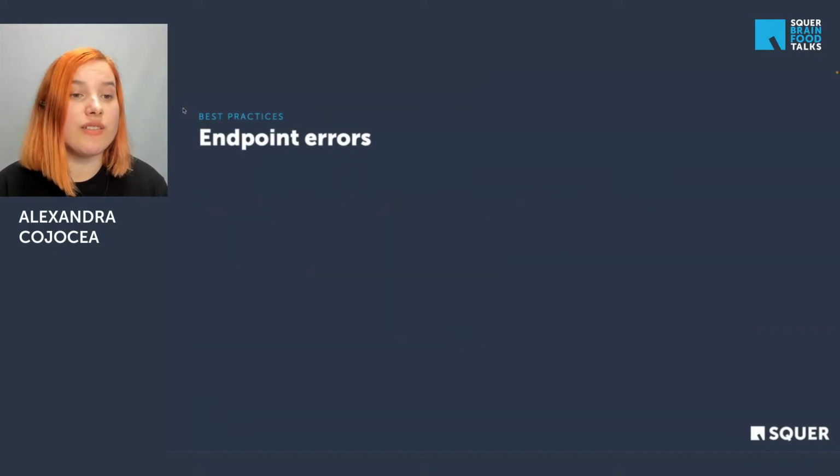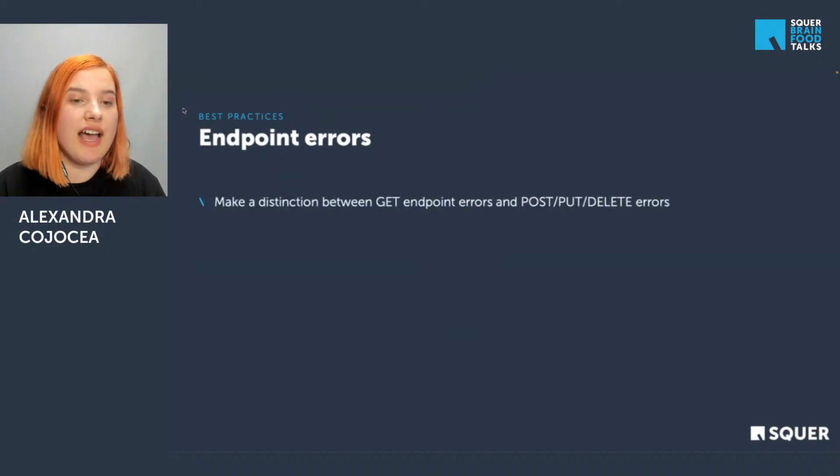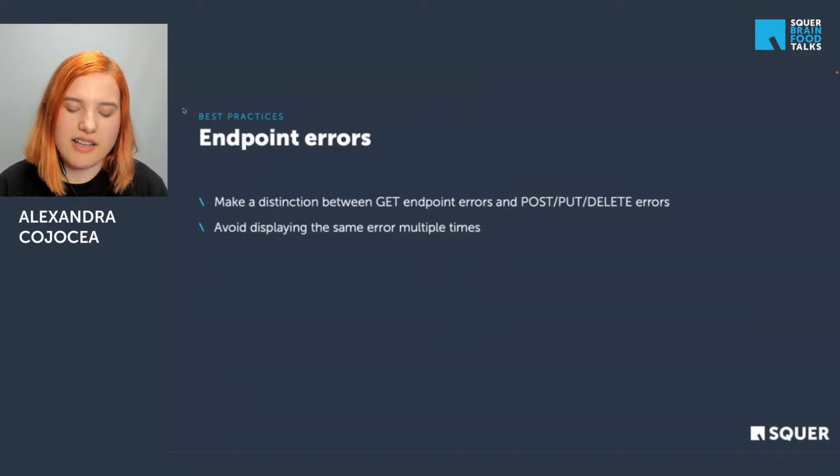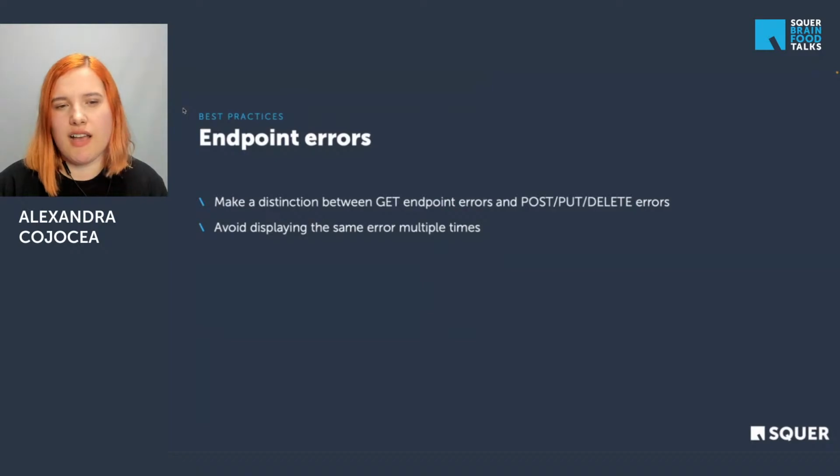And another group of errors to look at are actually endpoint errors. I would definitely make a distinction between errors triggered by a get endpoint versus the rest, especially since in the more modern frameworks, there's an automatic retry, and that also leads to multiple errors being shown, the same error shown multiple times. If you can avoid that, you should. And I found that separating the get endpoints from the rest helped me make sure that I don't show the same error too many times.